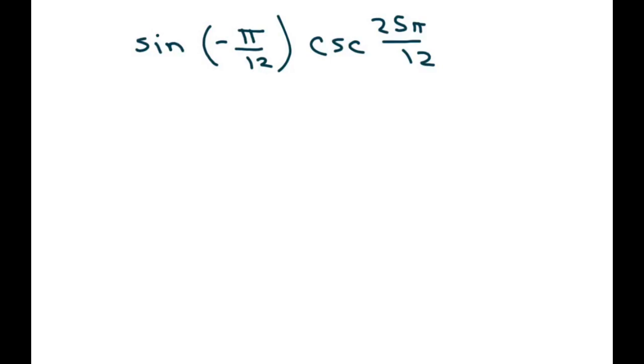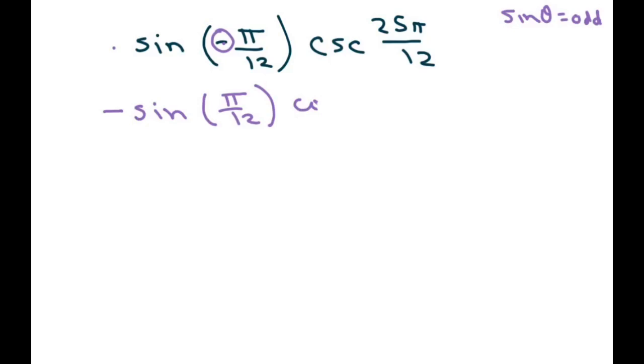Okay, the next one is in radians, and I'm going to first use my even odd properties. I know that sine is odd. That means I can take this negative out and bring it out front. So I'm going to bring it out front. And this is cosecant, not cosine.